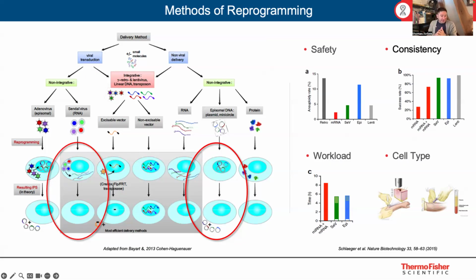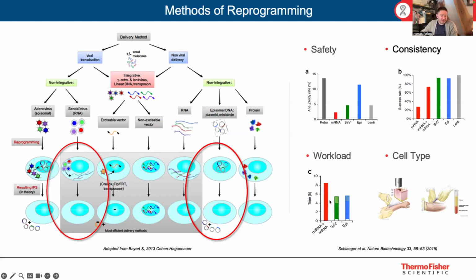And along the way, we've got to give really important consideration to things like safety, consistency, workload, cost, the cell type that you're reprogramming, when you pick which technique that you're actually going to use. And as you see here, we're spoiled nowadays. There's loads of different choices or different techniques at our disposal.